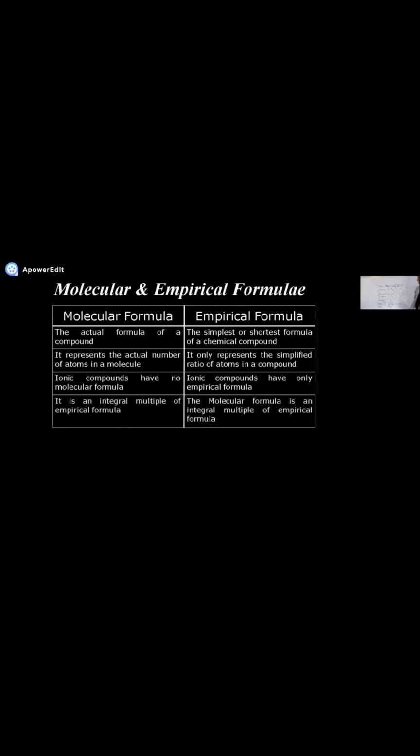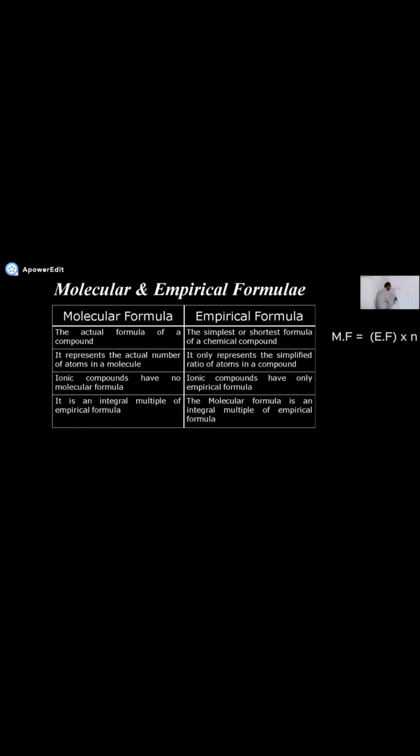And yes, integral multiple of empirical formula. Told you. I'm asking, if you want to convert an empirical formula into molecular formula, what do you have to do? You have to multiply it by a number. It means that when an empirical formula is multiplied by a number, it will give you back the molecular formula.